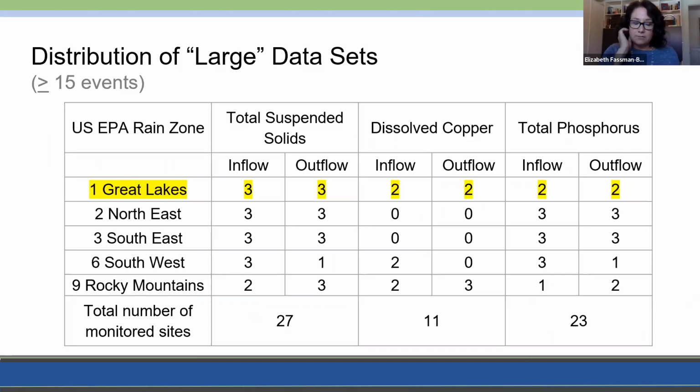So our large data sets, we just wanted to give you a very specific idea of how many data sets are available. Chesapeake Bay, according to the US EPA rain zones, is the Great Lakes region. Look, don't blame us for the rain zones, talk to the EPA. But just so you can have an idea, in the Great Lakes region, there are only 3 data sets for either inflow or outflow for TSS, right? 2 for dissolved copper, either in or out, and 2 for dissolved total phosphorus, in or out, right? Overall, not a lot of data available.